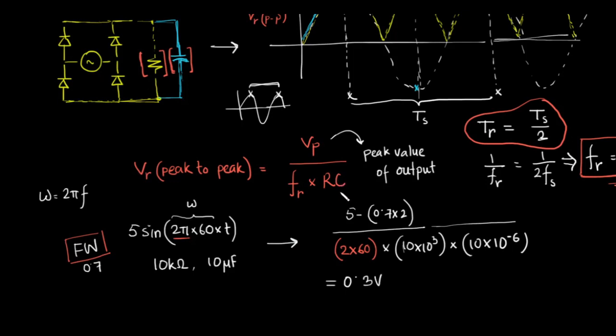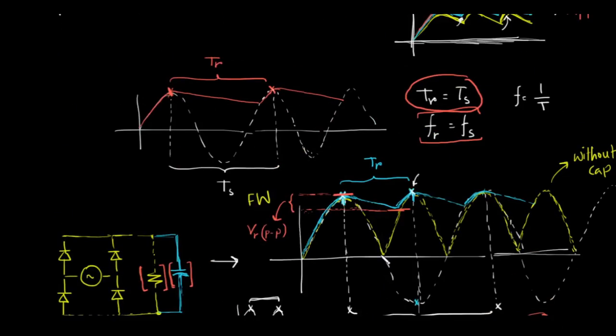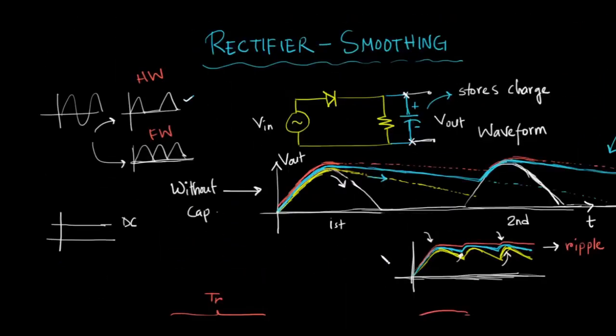Since C is in the denominator, we can understand that if I increase the value of the capacitor, then the value of the ripple will go down even further. The less ripple we have in our output, the less will be the fluctuation in the output, and our voltage will be more flat, and the flatter voltage we have, the closer it will be to a DC voltage.